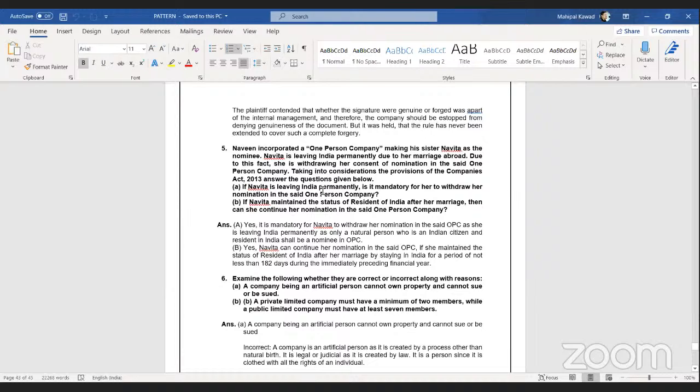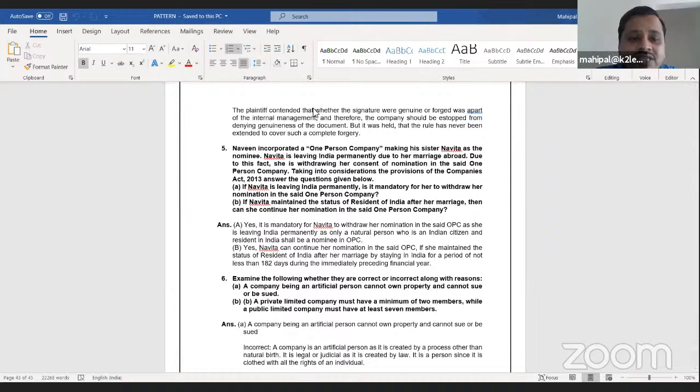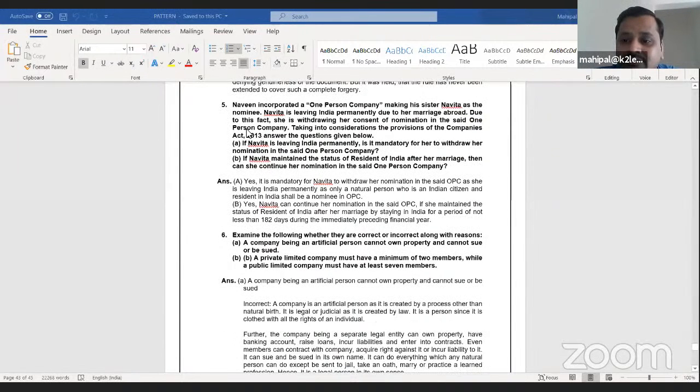Second, if she is maintaining the residency, then she can still continue as a nominee. Am I clear?